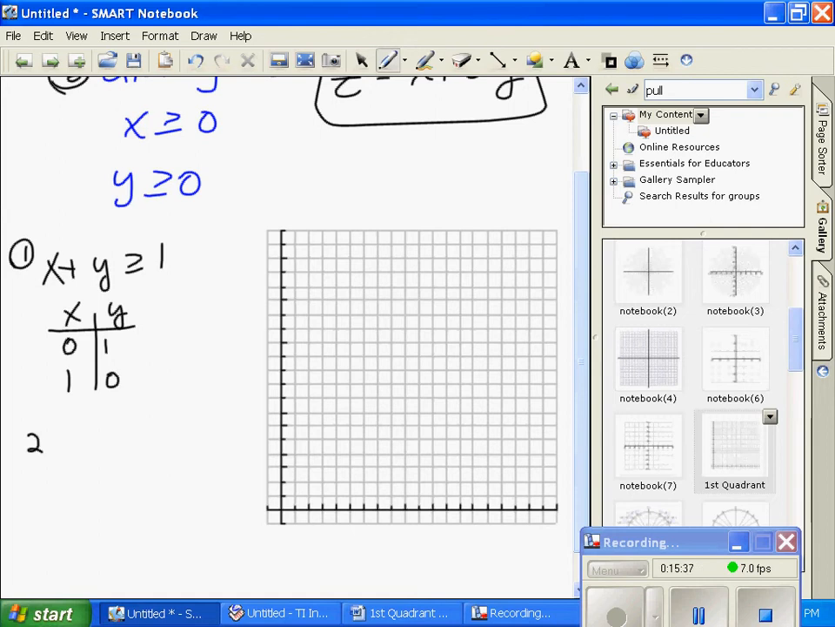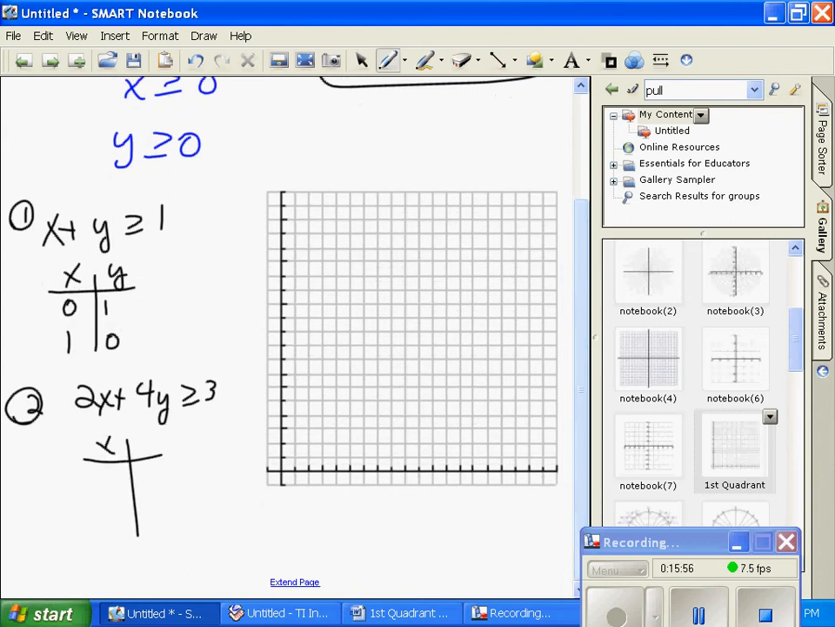Let's go to equation 2. What was equation 2? 2x plus 4y is greater than or equal to 3. I plug a 0 in for x, I get y to be 3/4. Oh, that's not fun. But we know 3/4 is 0.75, so we can deal with it. And if I put a 0 in for y, I get x to be 3/2. Oh, that's not fun either. But that's only 1.5, so that's not really hard to work with.